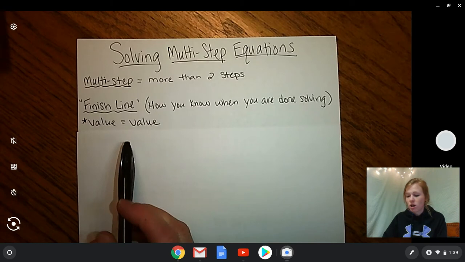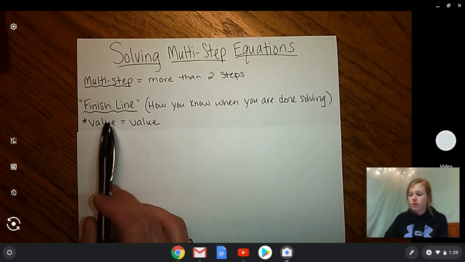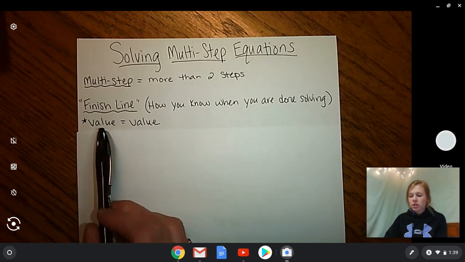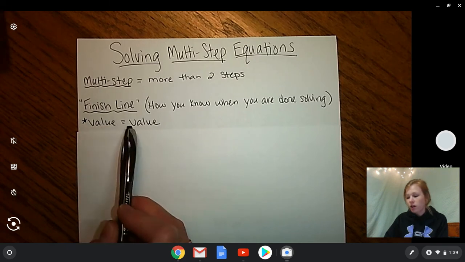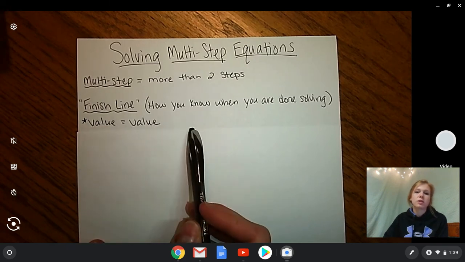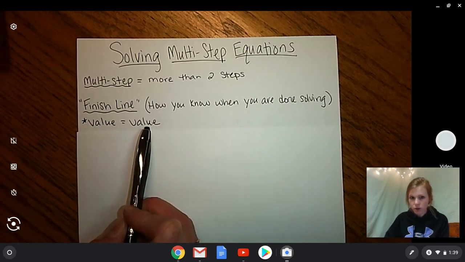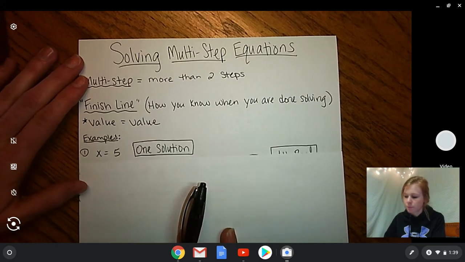So here is what you need to know. You are going to end up with a value equal to another value. This could be a variable value, it could be a number value, but it's going to be by itself. I'm not going to have x plus 5 is equal to 2x plus 9. No, it's got to be just one value equal to one value. Here are some examples to make that more clear.